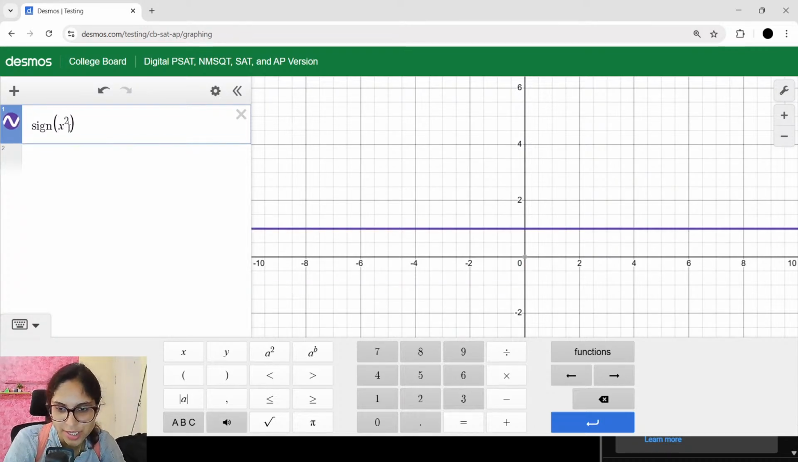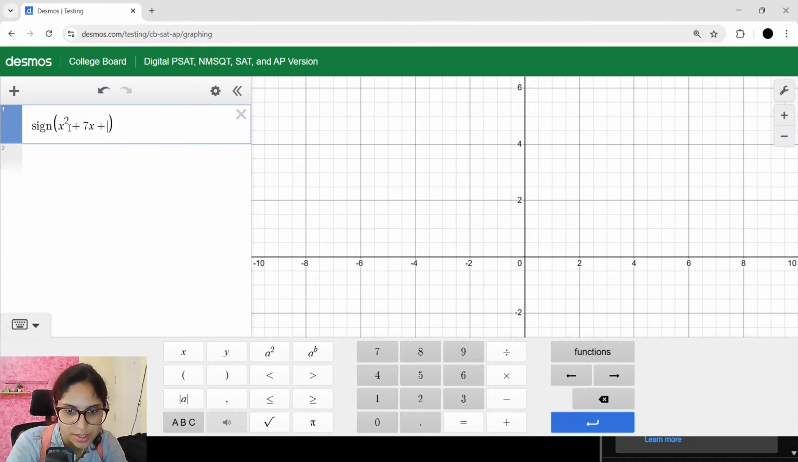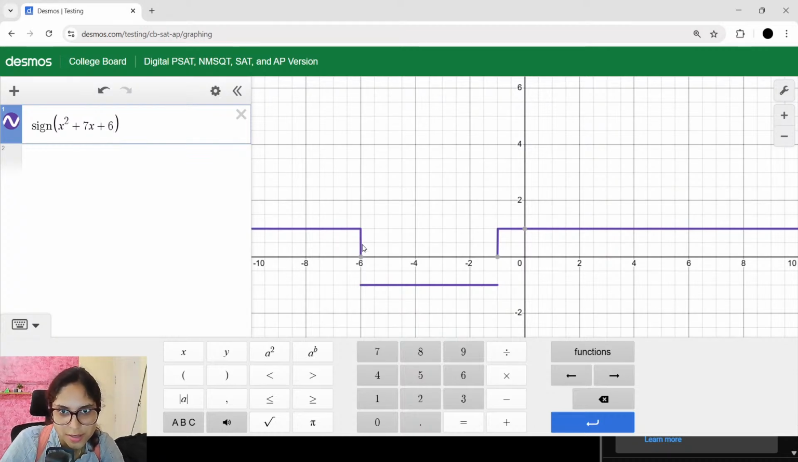So you can find the sign chart for any function, where it's positive, where it's negative. For example, if you want it for x squared plus 7x plus 6, you can see it's positive from negative infinity to negative 6. Negative from negative 6 to negative 1. And it's again positive from negative 1 onwards. And the zeros are negative 6 and negative 1. So it can give you the sign chart.